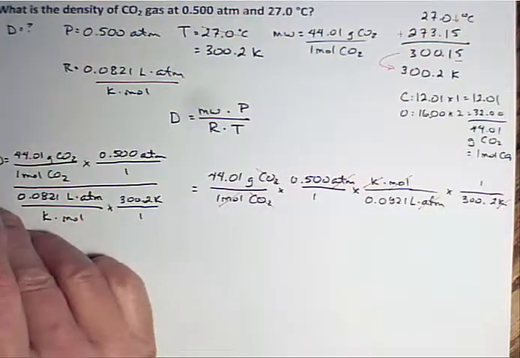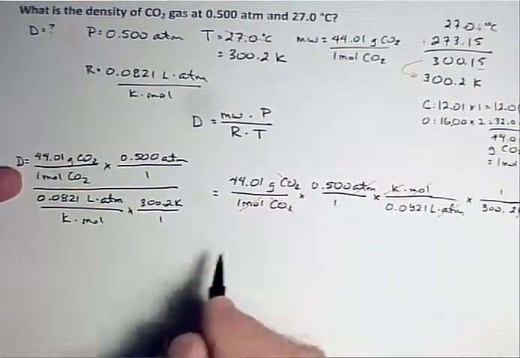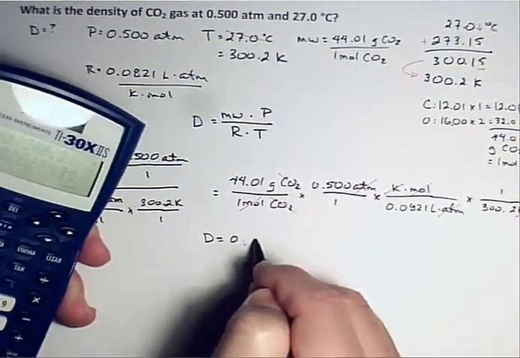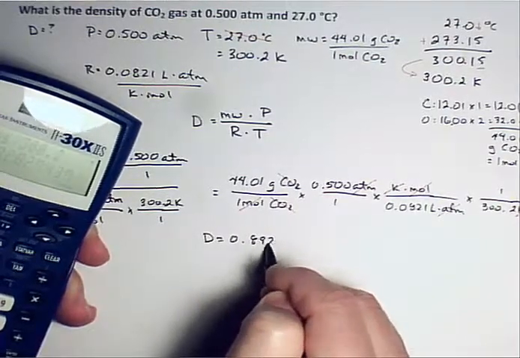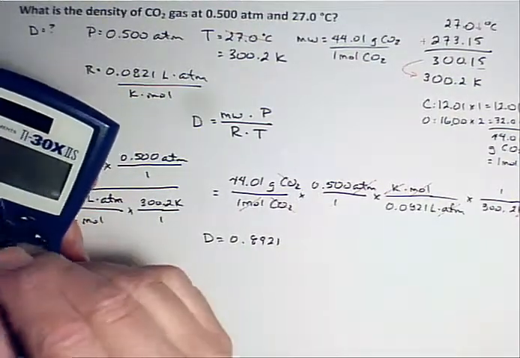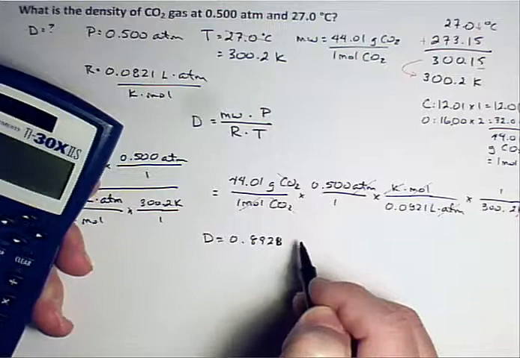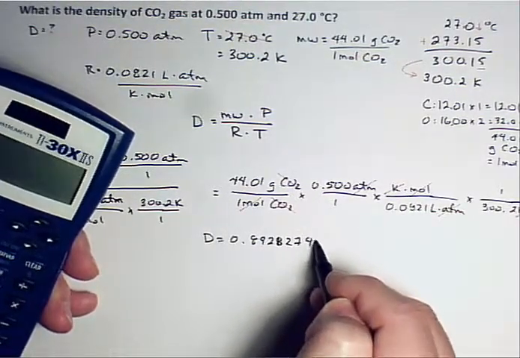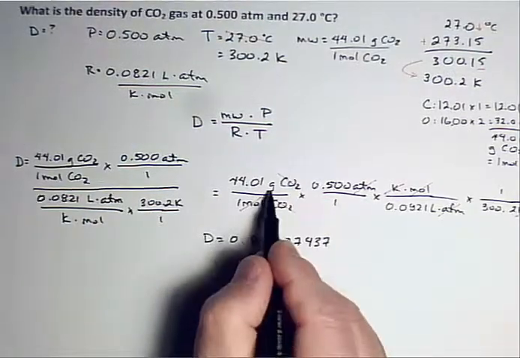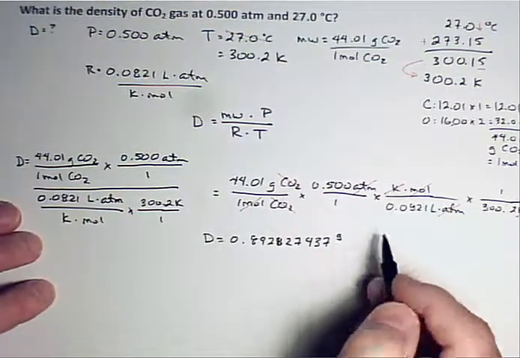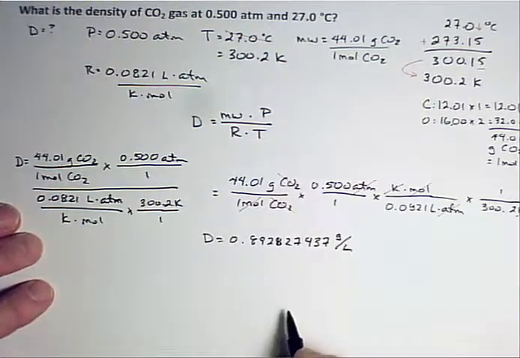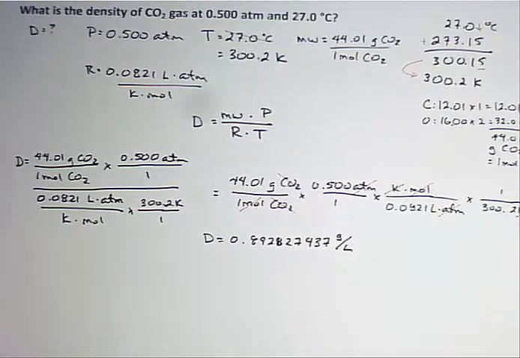And so this is all set equal to density. So I can say density then is equal to 0.89227437. We've got units of grams over units of liters. Okay, that's what we have left. And that makes sense because that's mass over volume.